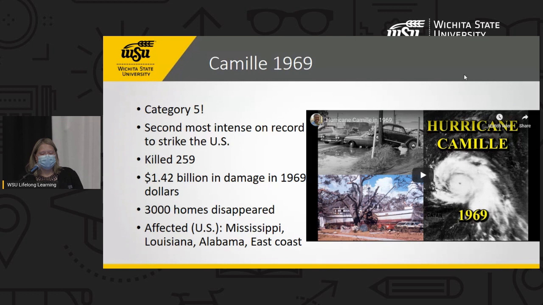So Camille happened in 1969. It affected the Gulf Coast and the eastern seaboard, Mississippi, Louisiana, and Alabama. It was a Category 5, so it was the second most intense on record to strike the United States. It killed 259 people, and it caused $1.42 billion in damage, but those are in 1969 dollars, so that would be a lot more today. And 3,000 homes just completely disappeared.